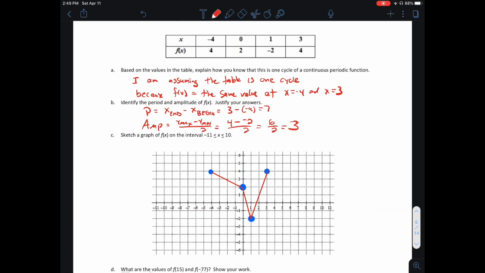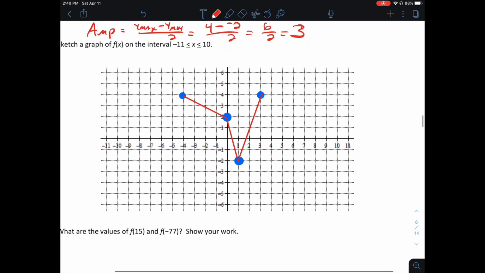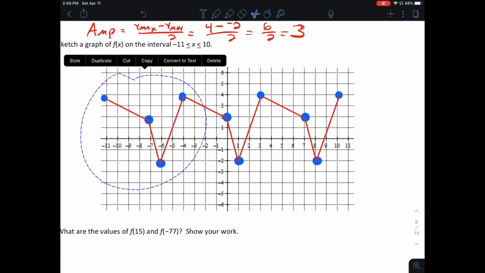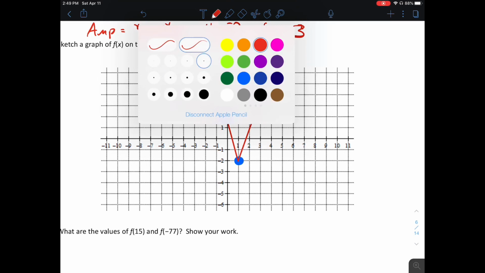Now we're supposed to graph this for as far as we can go on this graph from -11 to 10. So how do we do that? Now I could easily just take this and I could just copy it and paste it like so. Be done with it. And you can see that's how this graph is. That is not that helpful for you who does not have an iPad. So here's what we'll do.